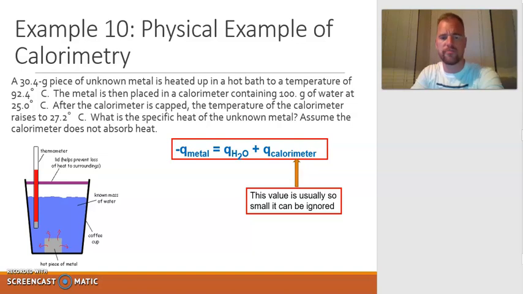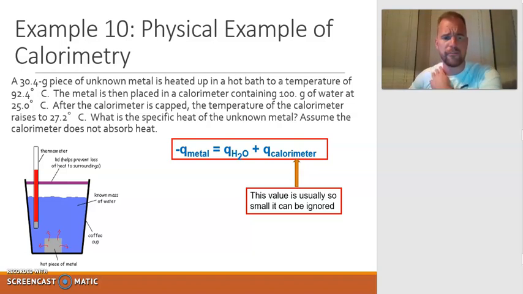All right, so what do we do with all the specific heat stuff that we've been talking about? How does that fit into the grand scheme of trying to figure out heat change in a process in the lab? Let's look at some examples. We're going to look at some physical examples and then some chemistry examples. So example 10 talks about a physical example using a calorimeter. Okay, let's read this together, then we'll start to break it down.